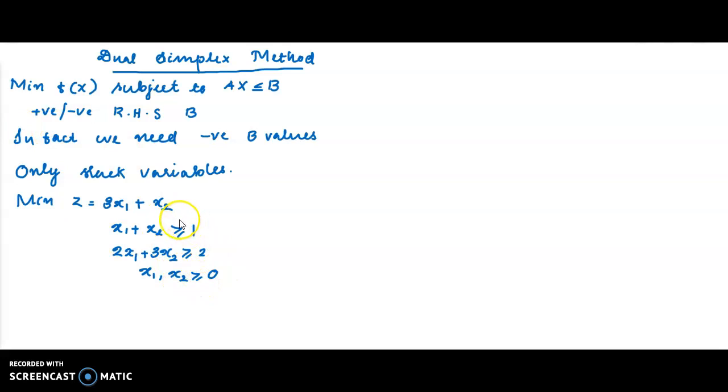Here the constraints are in greater than or equal to form. For the dual simplex method, we have to consider inequalities in the form less than or equal to. Therefore, first we keep the objective function in the minimization form and write the constraints as minus x1 minus x2 less than or equal to minus 1, minus 2x1 minus 3x2 less than or equal to minus 2, x1, x2 greater than or equal to 0. Then we can write the problem completely.